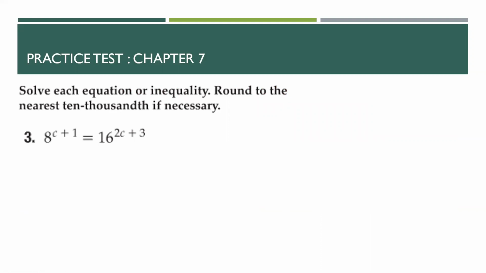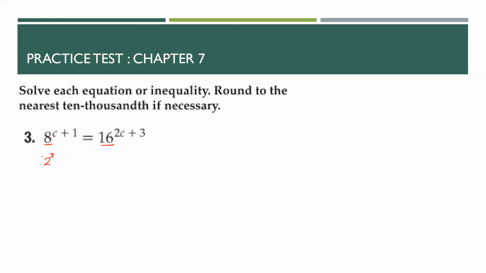Okay. All right, so if we have something like this and it says to solve each equation or inequality, round to the nearest 10,000th if necessary. Okay, so here we have our variable in our exponent. So we want to get the bases to be the same so that then we can set our exponents equal to each other. Okay, well, 8 has a factor of 2, and 2 times 2 times 2 is 8.